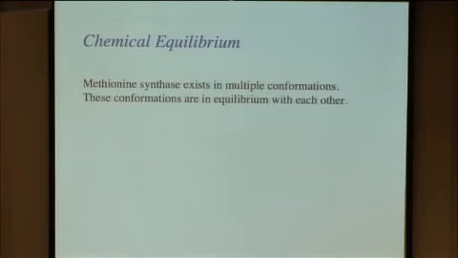Chemical equilibrium. We didn't really talk too much about this in chemical equilibrium, but enzymes can have alternate conformations. The enzyme can change its shape during chemistry, and those conformations of the enzyme can be in equilibrium. So the enzyme itself can be in equilibrium with different conformational states.